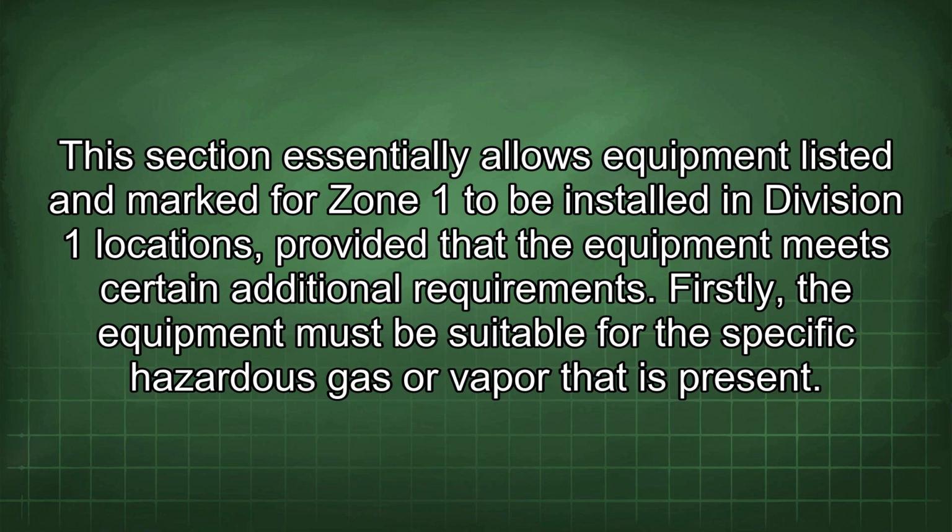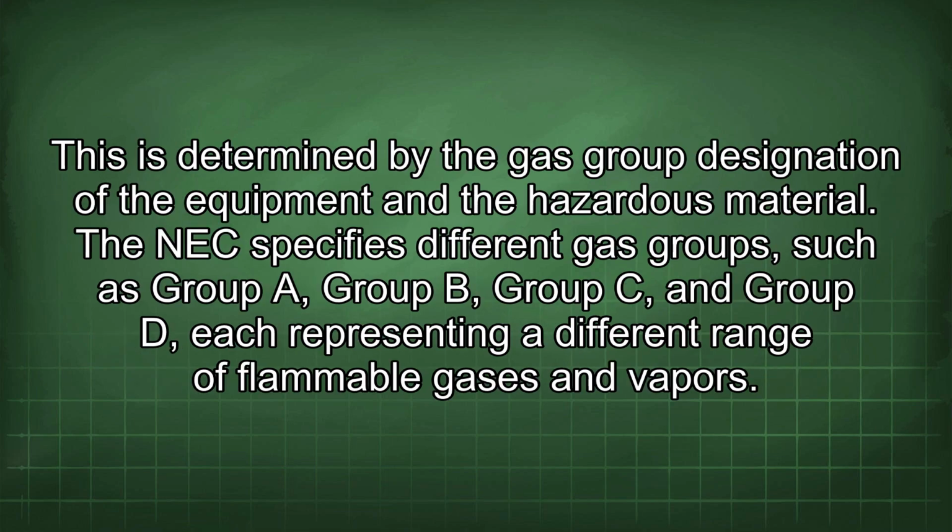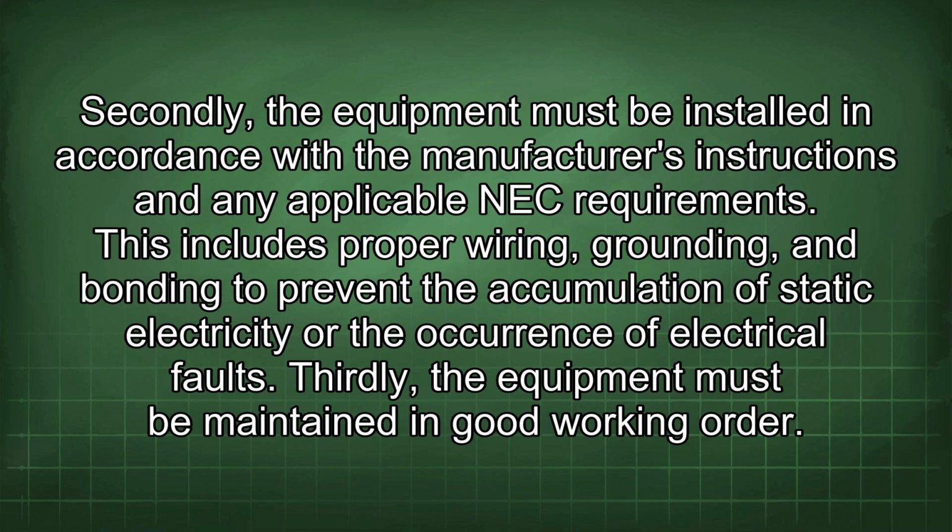Firstly, the equipment must be suitable for the specific hazardous gas or vapor that is present. This is determined by the gas group designation of the equipment and the hazardous material. The NEC specifies different gas groups, such as Group A, Group B, Group C, and Group D, each representing a different range of flammable gases and vapors. Secondly, the equipment must be installed in accordance with the manufacturer's instructions and any applicable NEC requirements. This includes proper wiring, grounding, and bonding to prevent the accumulation of static electricity or the occurrence of electrical faults.